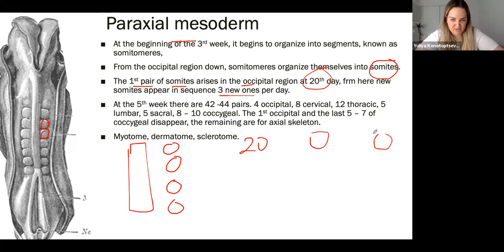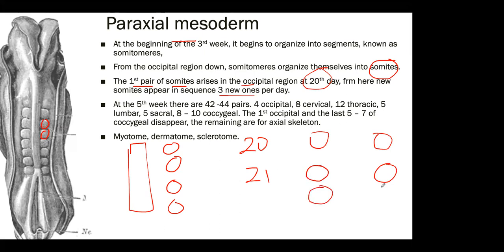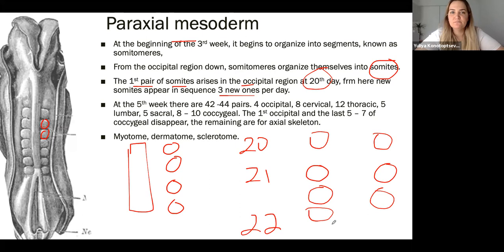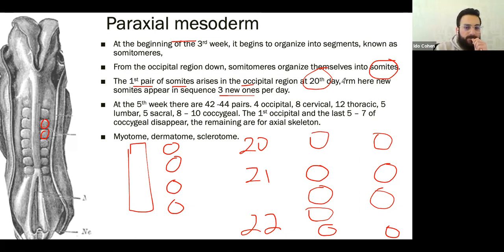First pair of somites appear. Day 21, how many more pairs will appear? 3 pairs. Day 22, how many pairs will appear? 3. So I can't draw it, but you can imagine that there are 3 more there. So count 3 plus 3 plus 1 is 7 pairs. On day 22, you're going to have 7 pairs. On day 23, you're going to have 10 pairs, because 7 plus 3. Every day you add 3 more pairs.